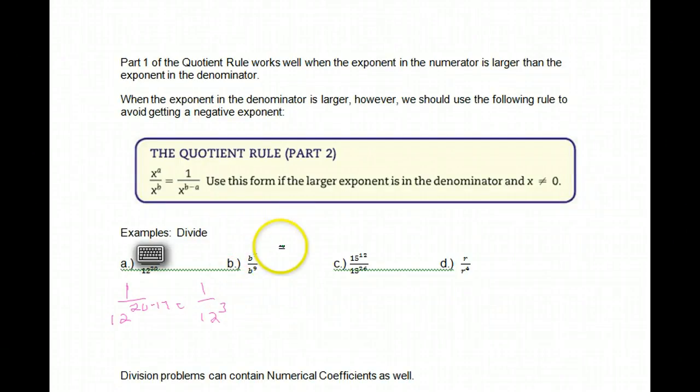Example B. We have b to the 7th over b to the 9th. That one tells us that the denominator's exponent is bigger, so we're going to do 1 over b to the 9 minus 7 and get 1 over b squared. Why don't you guys go ahead and try letters C and D for me?